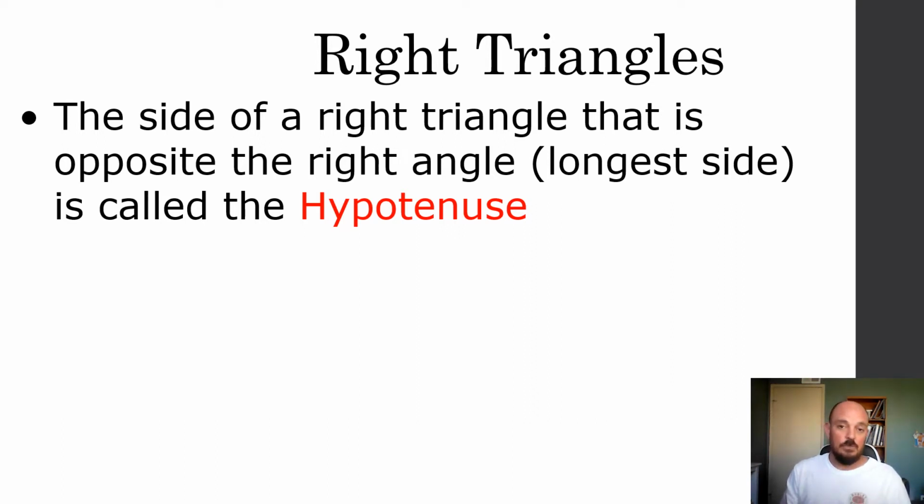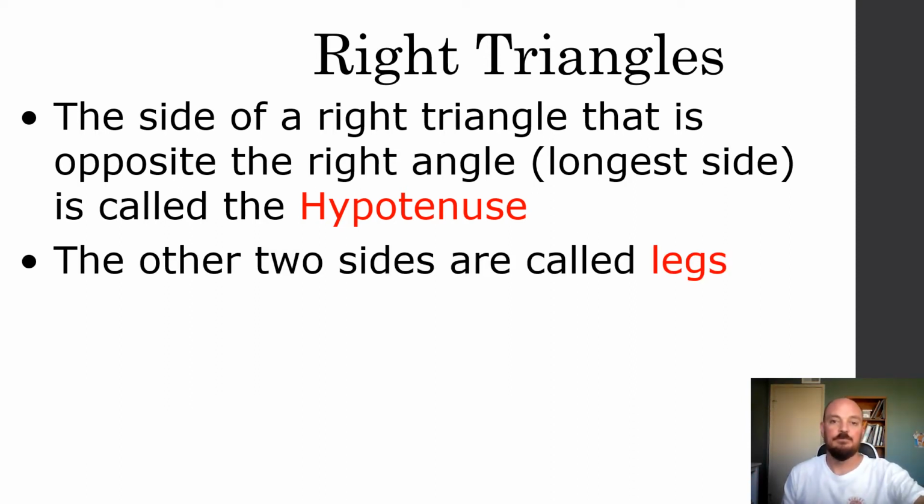Now, in a right triangle, the one side that is opposite from the right angle, we have a special name for that. It's called the hypotenuse. That's a very important word. Make sure you remember that one. And I added in parentheses there, it's also the longest side of a right triangle. So if you see a triangle and one side is the longest, that one's automatically the hypotenuse.